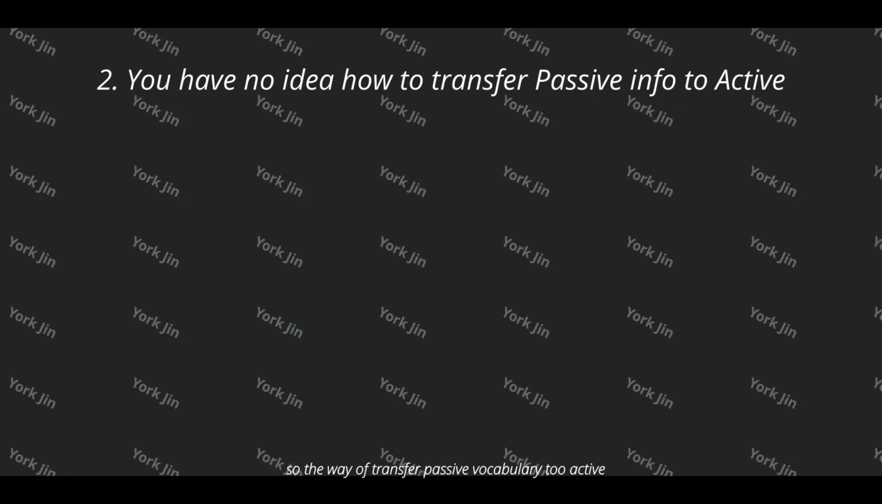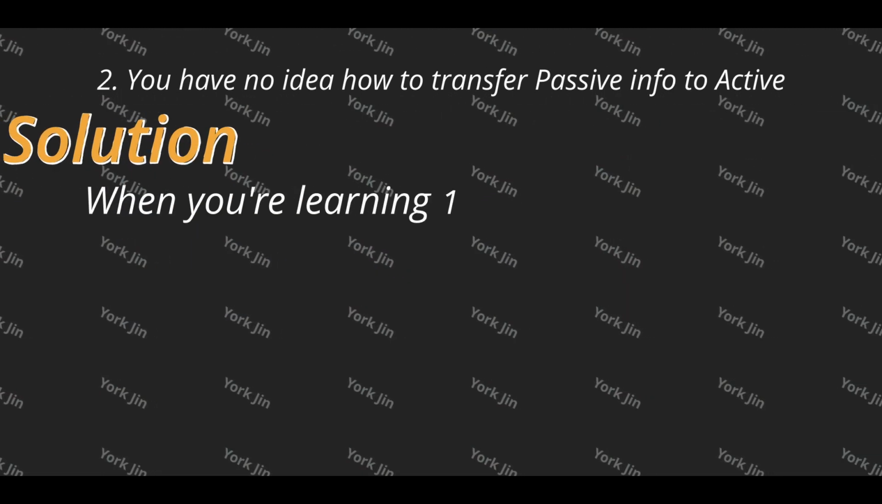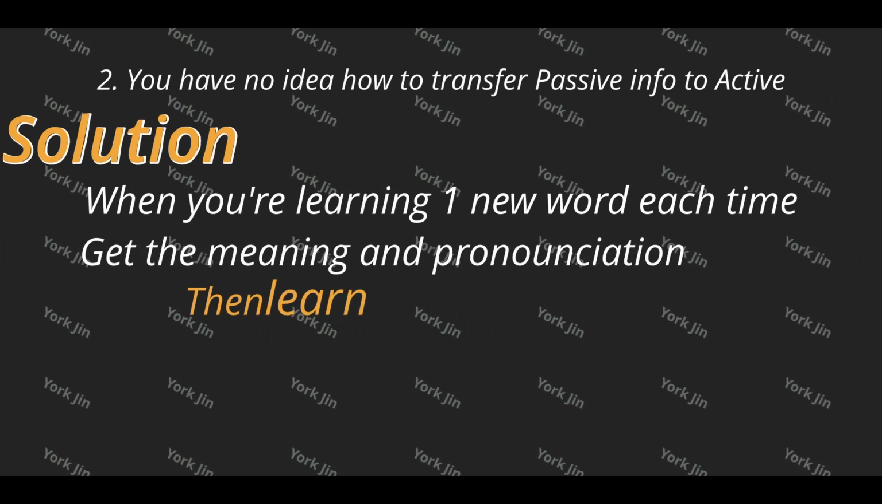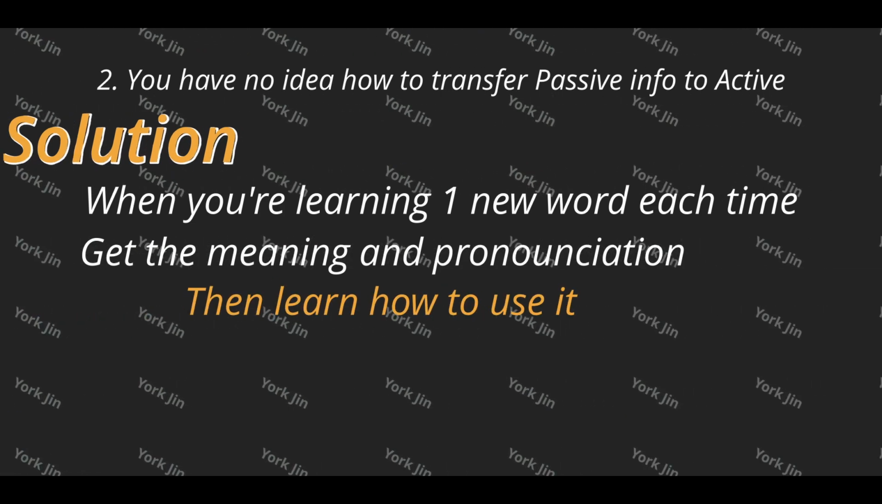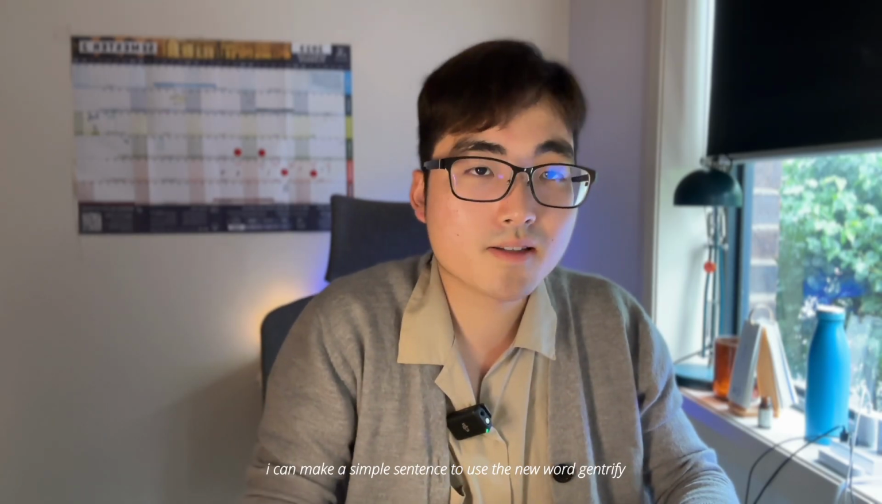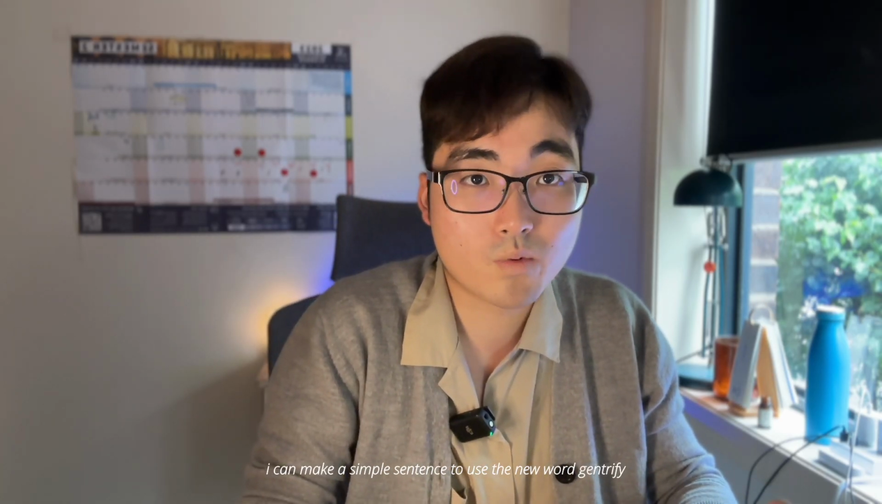So the way to transfer passive vocabulary to active is, when you are learning one new word each time, get the meaning and pronunciation, then learn how to use it and figure out a way to apply it in your day. For instance, I can make a simple sentence to use the new word gentrify.